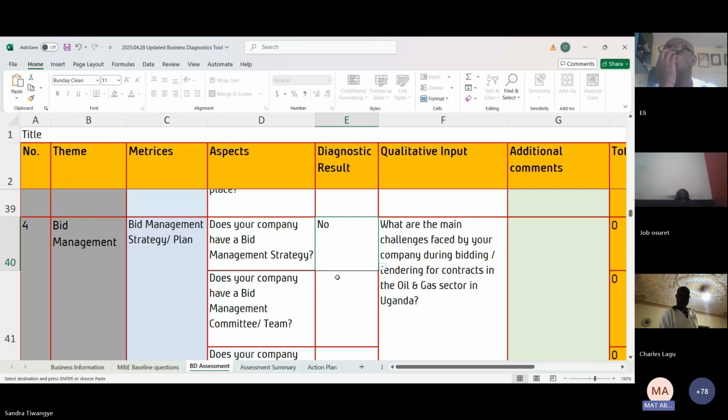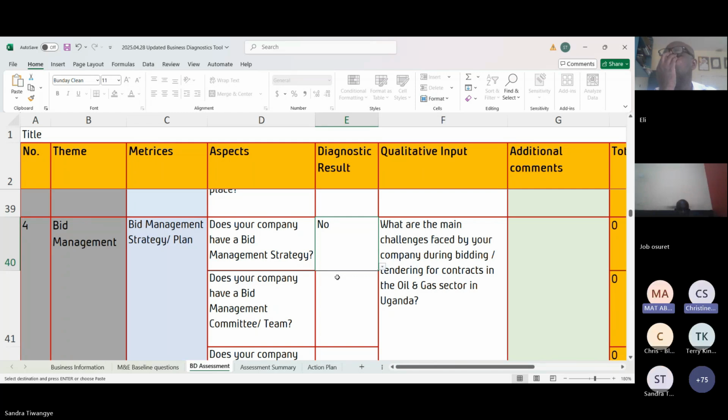Strategies are methods that you use to be able to achieve a specific objective. So when we talk about bid management strategy, we are talking about the methods that you use to be able to put in your bids. So internally, you have, for example, a manager in charge of bid management. You have a committee. What are the documents that are required? How do you prepare them? And so on and so on.